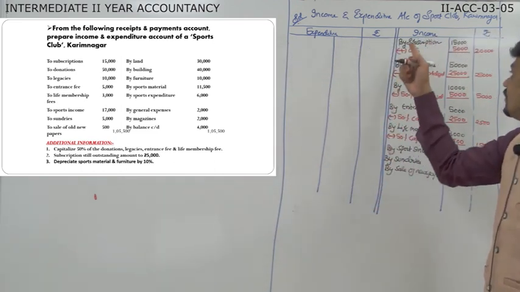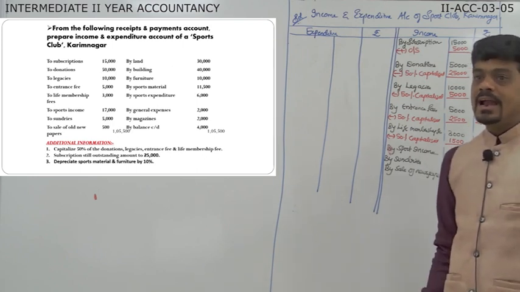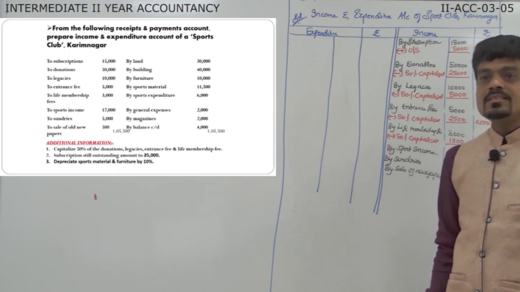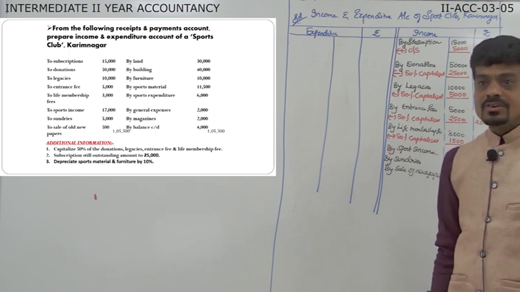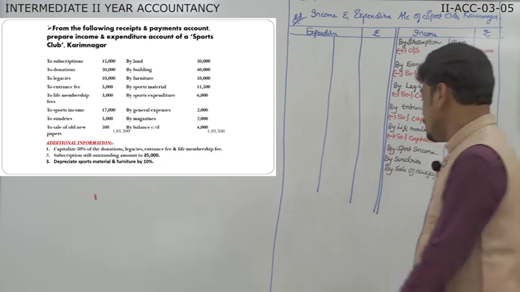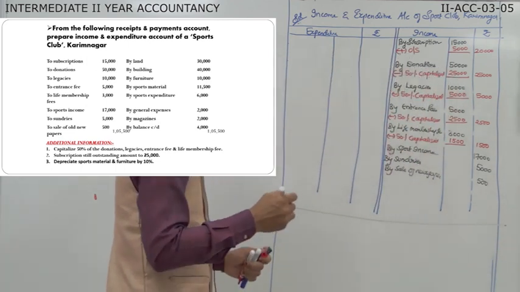Like that, we did all the incomes. Now, asset, payment side. Land is an asset. Building is an asset. Furniture, no doubt asset, but they told depreciation. So, we'll calculate depreciation. You know how to calculate depreciation.